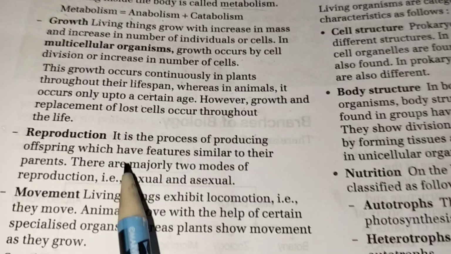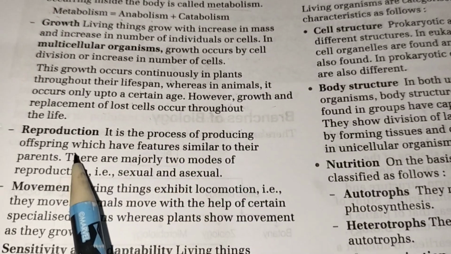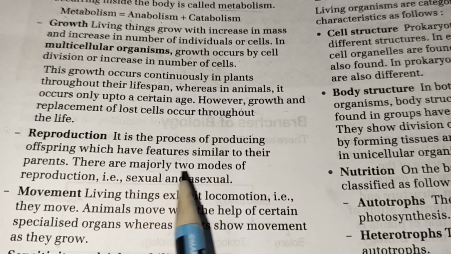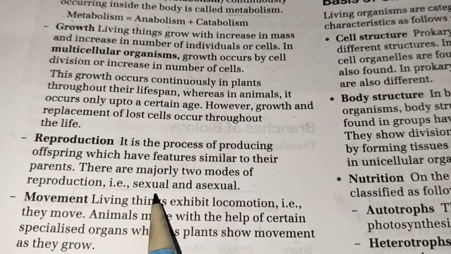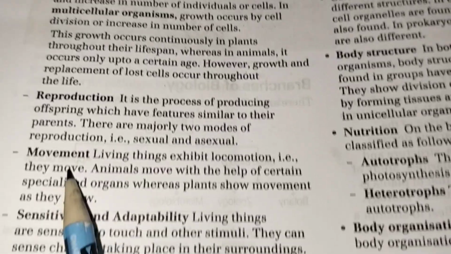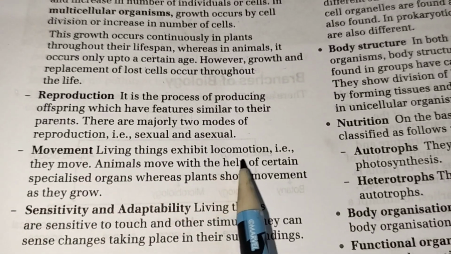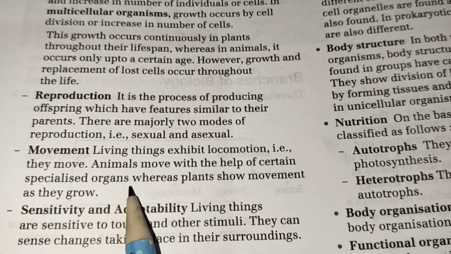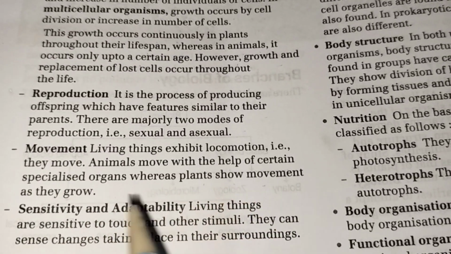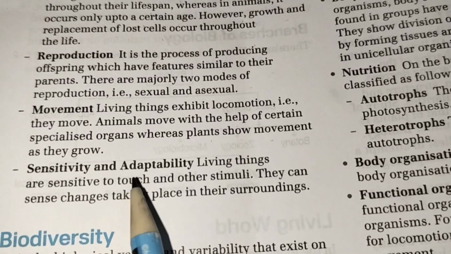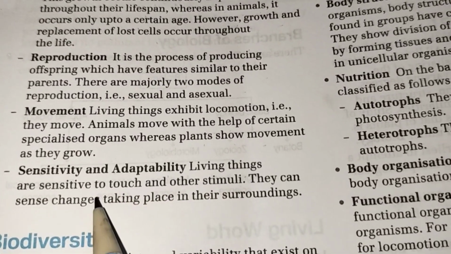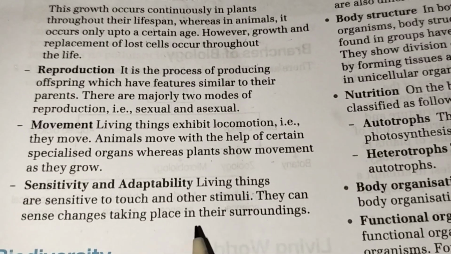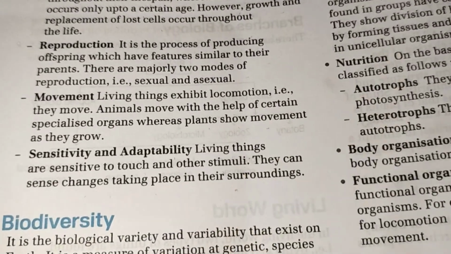Next one is reproduction. It is the process of producing offspring which have features similar to their parents. There are majorly two modes of reproduction, that is sexual and asexual. Movement: living things exhibit locomotion, that is they move. Animals move with the help of certain specialized organs, whereas plants show movement as they grow. Sensitivity and adaptability: living things are sensitive to touch and other stimuli. They can sense changes taking place in their surroundings, right?